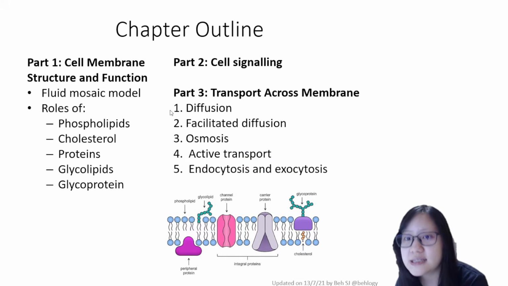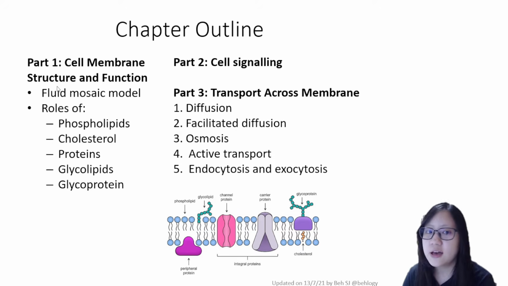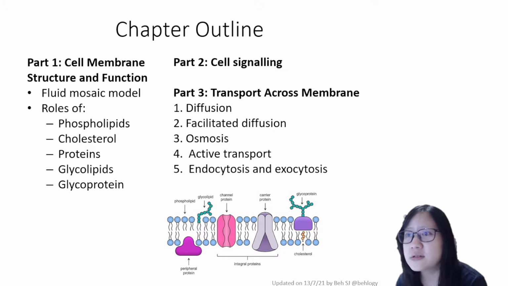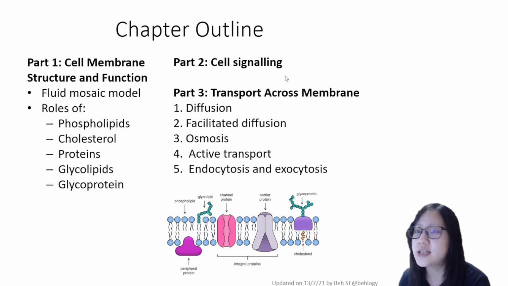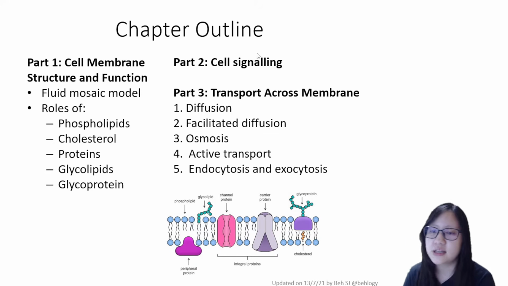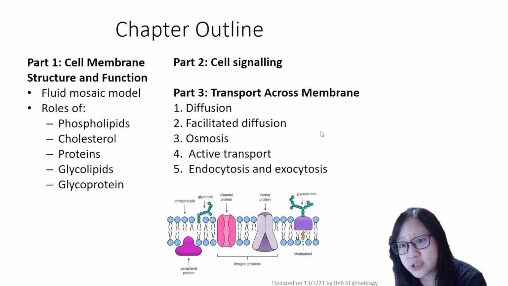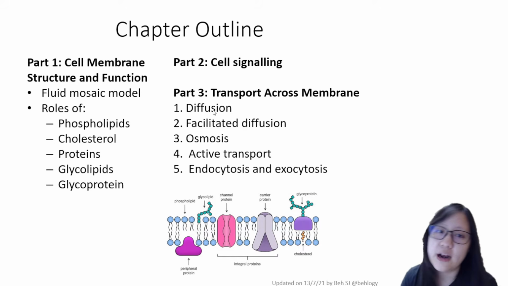So there are 3 parts in this chapter. Part 1, we will learn about the structure and function of all these different components. Part 2 will be about cell signaling. This is a way cells communicate and send signals to other cells. So cell signaling, there's a process right there. And part 3 is transport across the membrane, where we will explore these 5 different ways things can be transported across the membrane. So let's start with part 1 now.